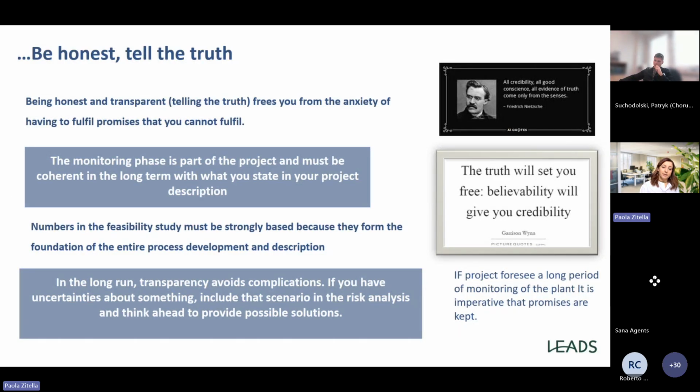The monitoring phase is part of a project and must be coherent in the long term with what you state in your project description. The numbers in the feasibility study must be strongly based because they form a foundation of the entire process development and description. So in the long run, transparency avoids complications. If you have uncertainties about something, include the scenario in the risk analysis and think ahead to provide a possible solution.